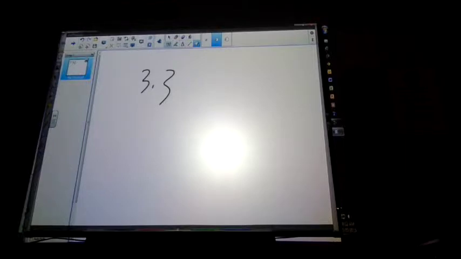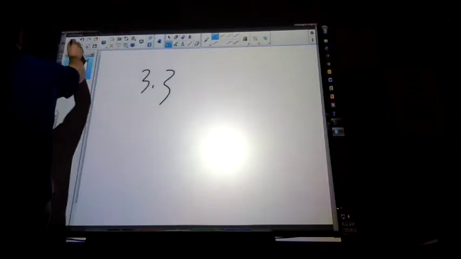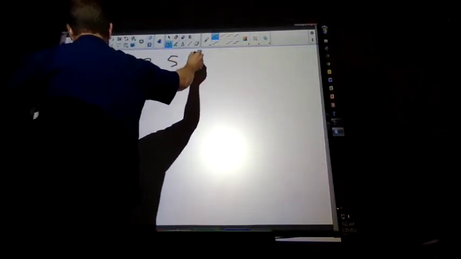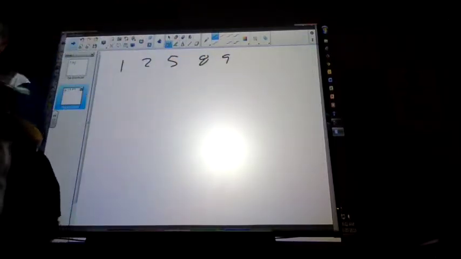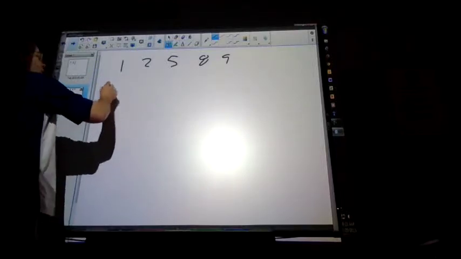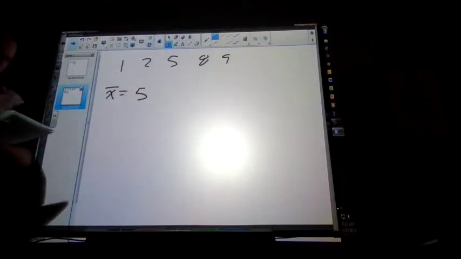So problem number 1. I'll do the first one by hand, then the rest I think I can do on a calculator. We have the values 1, 2, 5, 8, and 9. It's very similar to what the example was. If I were to find the average, is everyone comfortable with finding the average? Anyone not? So we add them all up and we divide by the total number. So we're going to find the average to be 5 in this case. Okay?